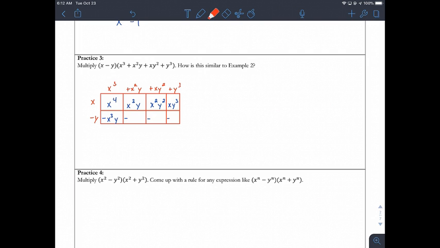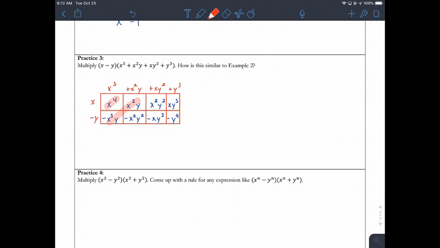I can kind of tell that I did this part correctly because I've got an x cubed y here, and exactly where I would want to expect an x cubed y, I've also got an x cubed y. We've got y times x squared y. That's going to give me x squared y squared. We've got y times xy squared, which will give me xy cubed. And we've got y cubed times y, which is y to the 4th.